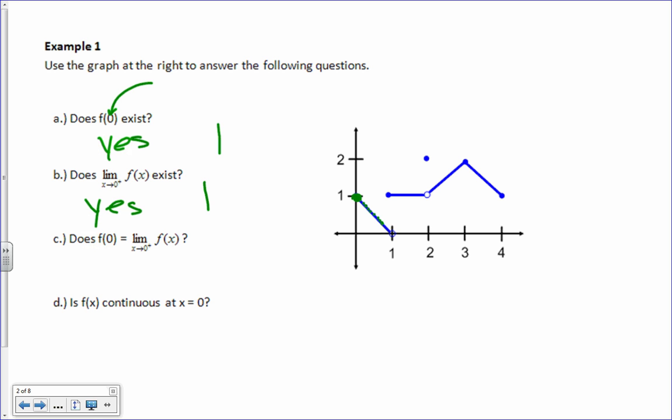It's 1. So now it's asking, does f of 0 equal the limit as you come in from the right? Because this is the endpoint. Are they the same value? Yeah, what was your answer for this one? You told me it was 1. Does that equal your answer for this one, which you told me was 1? So are they the same?